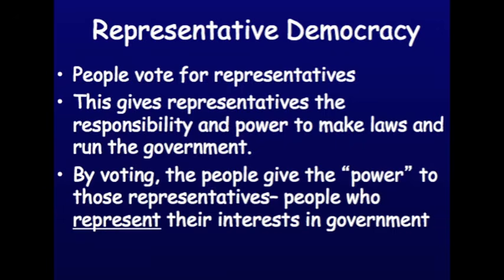The type of government that we have in the USA is a representative democracy. In this type of government, the people vote for representatives. These are our members of Congress and our president. This gives representatives the responsibility and power to make laws and run the government. By voting, the people, which is us, we give the power to the representatives. These people represent our interests in government.